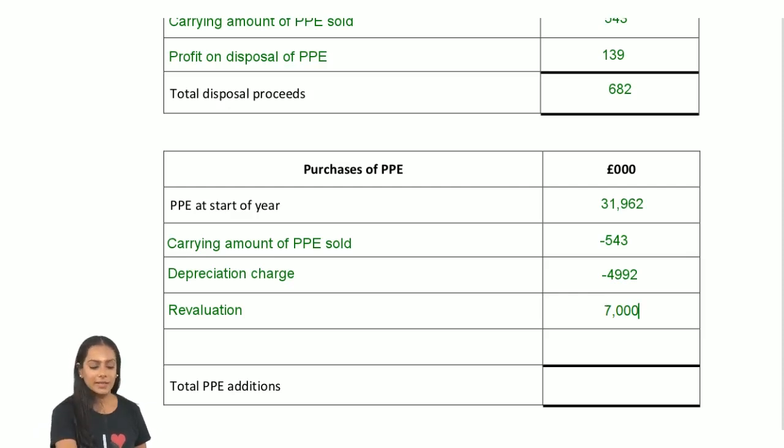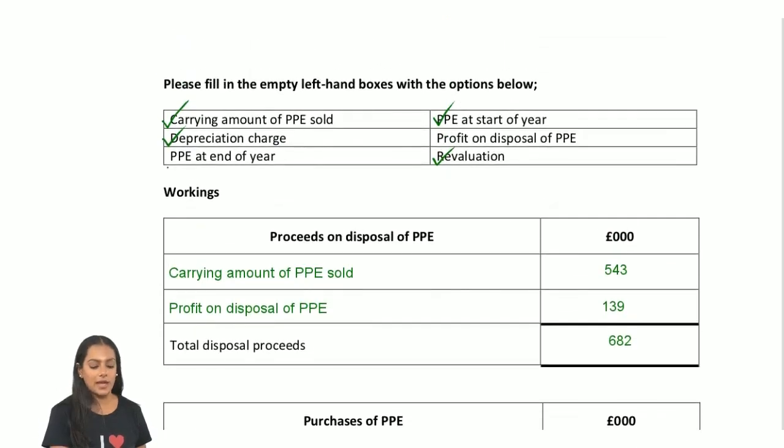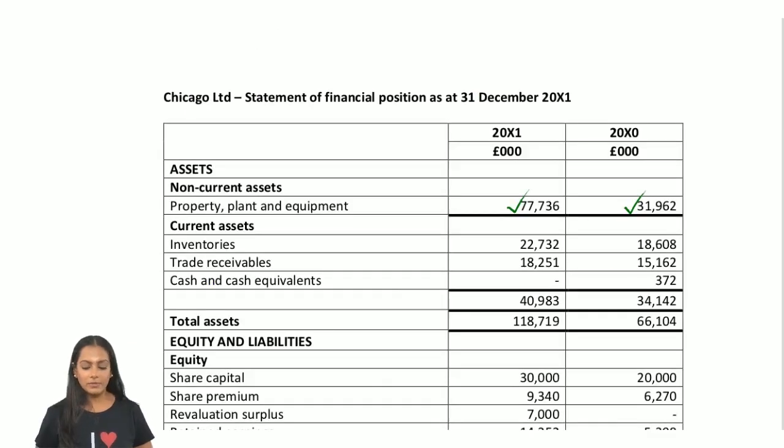And the final line here is going to be the PPE at the end of the year. We take away the property, plant and equipment at the year end, and the net figure is going to give us the amount of cash that we spend on property, plant and equipment. So if I do PPE at the end of the year, I remember this from the previous page to have a value of 77,736. Okay.